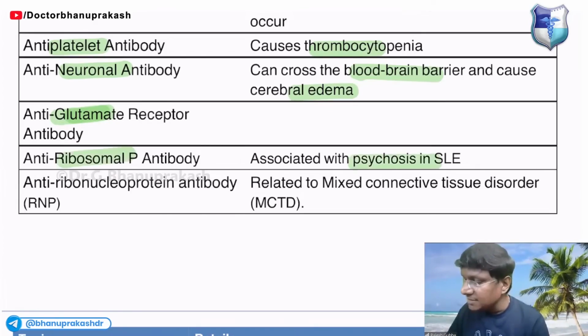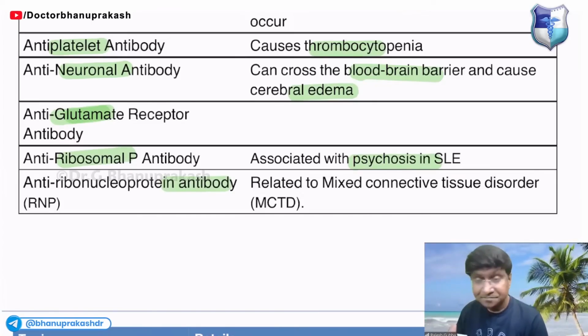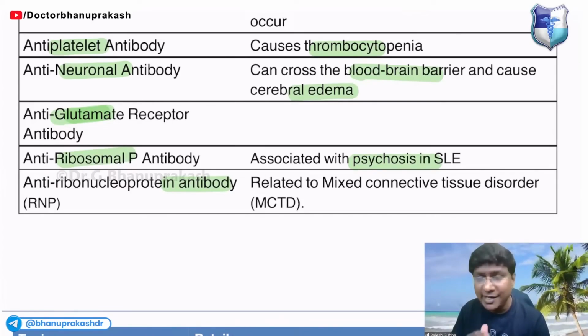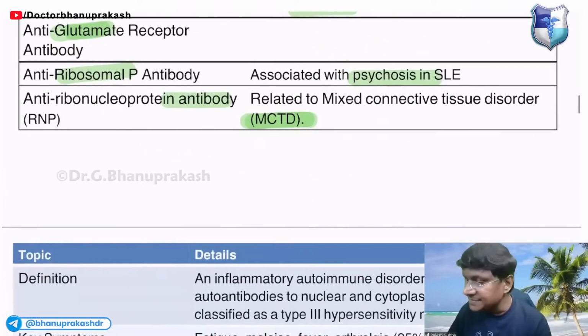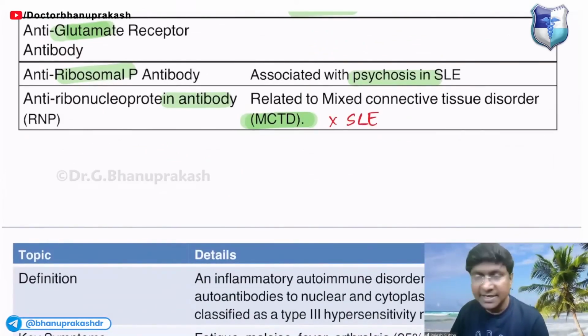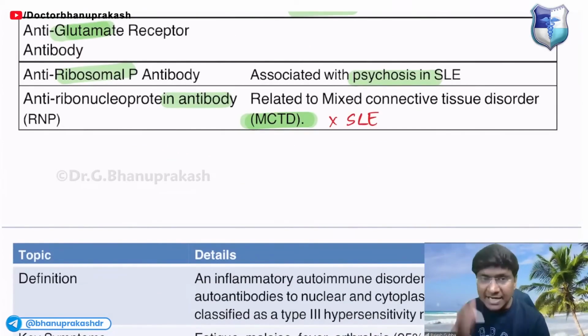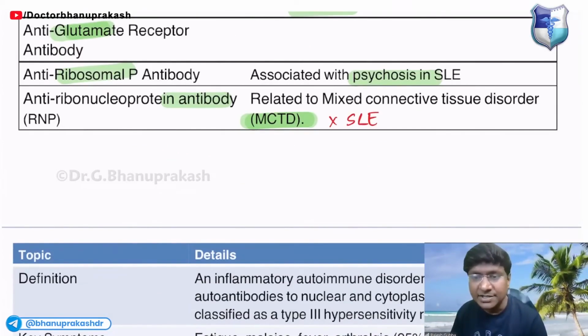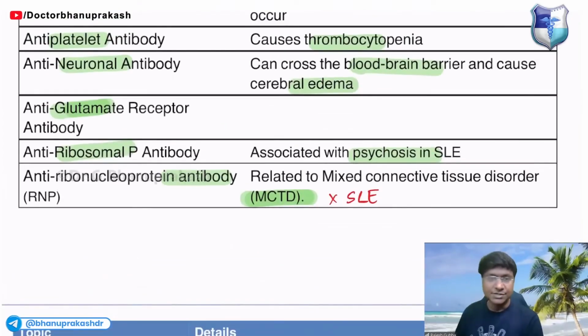Anti-ribosomal P antibody is associated with psychosis in SLE. Anti-RNP, that is anti-ribonucleoprotein antibody, is in MCTD, that is mixed connective tissue disease. And this MCTD is not related to your SLE. What is MCTD? In MCTD, not only SLE, multiple other connective tissue disorders will be there. So this is about the serology or the antibodies in case of SLE.